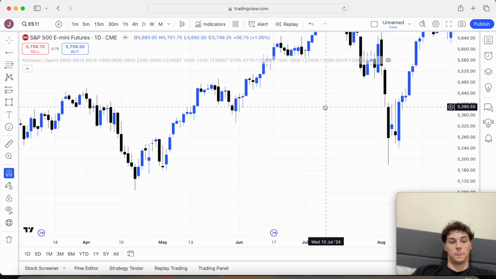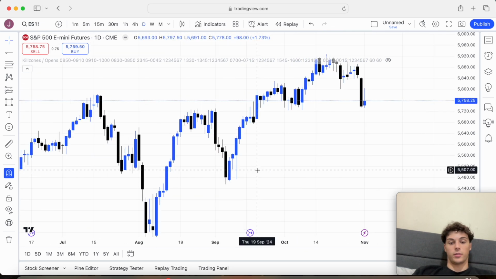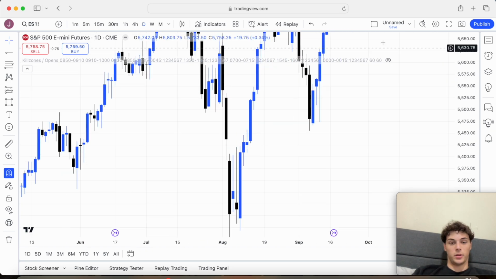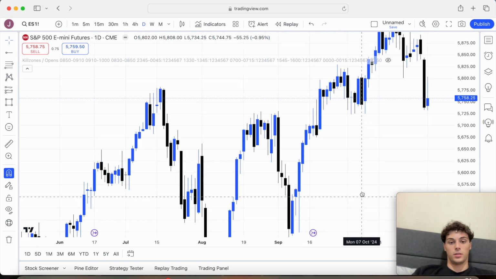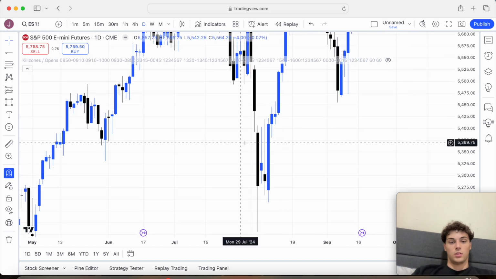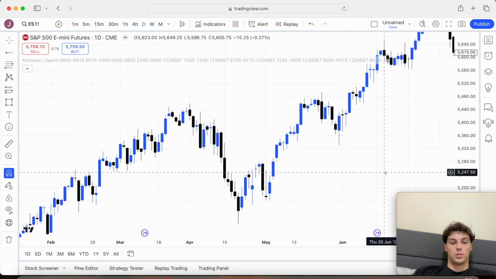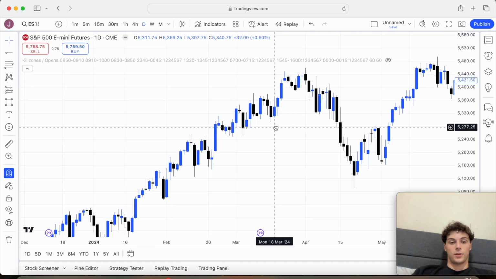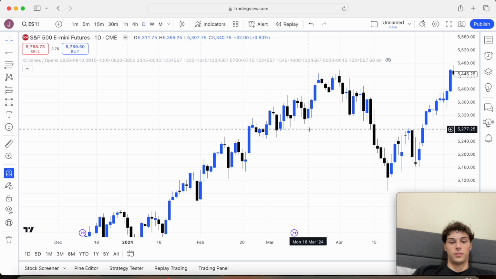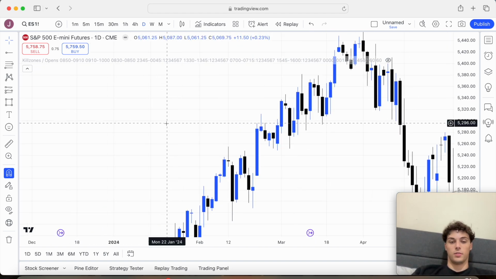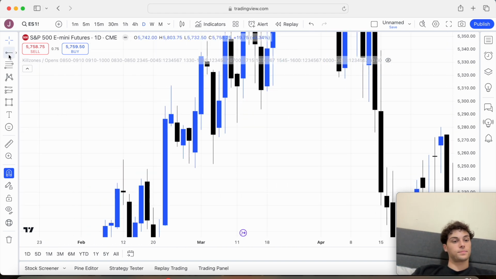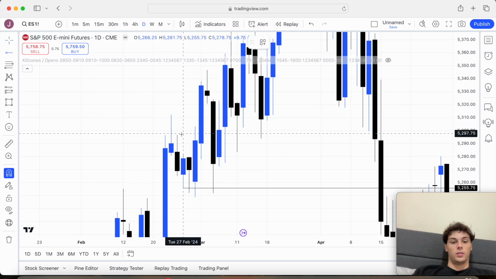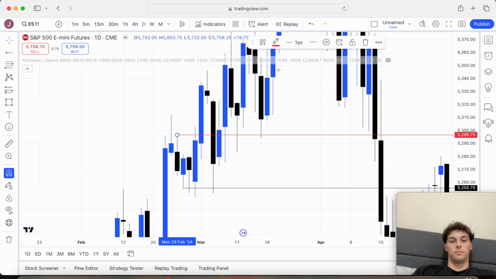I'm just trying to find a good example for you guys. I don't want to confuse you guys right away with just a crappy order block. I really can't find any right now. Right here. All right. So we have a liquidity sweep. Here's the break of structure.